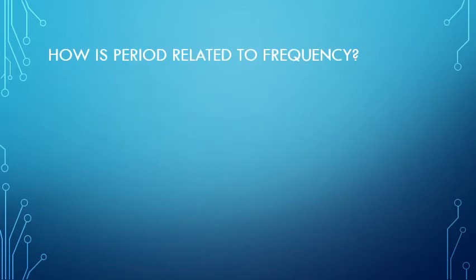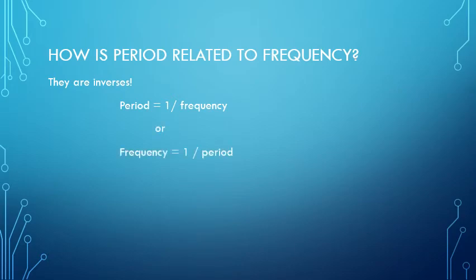And how's period related to frequency? Well, you can see from their definitions that they're related. The frequency is the number of motions in a given time, and the period is the amount of time in a given motion. So they're inverses, which turns out pretty nice. Period is going to be 1 over the frequency, or the frequency is going to be 1 divided by the period. Again, they just work out the same way each time.